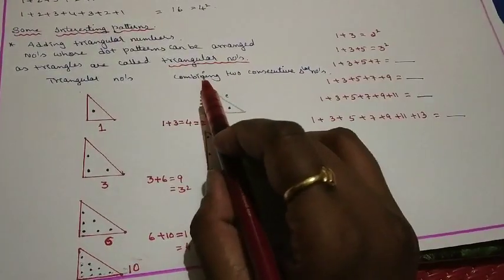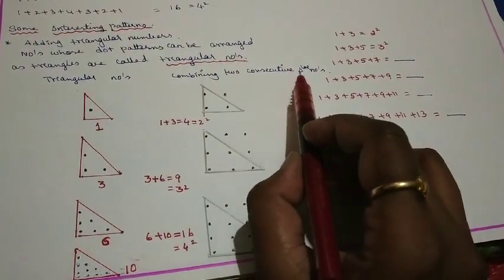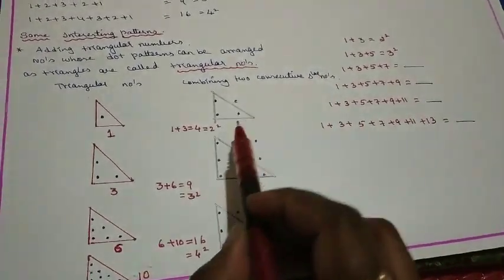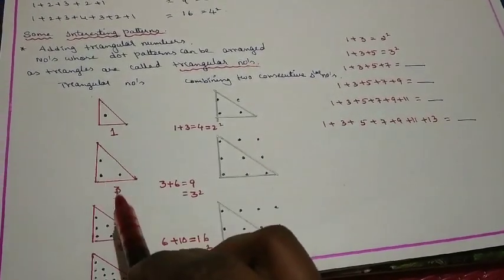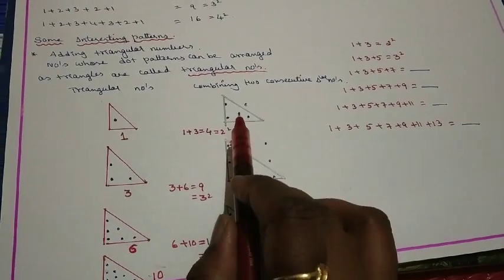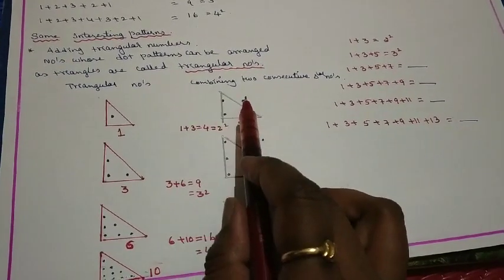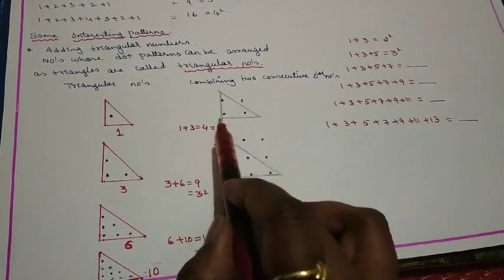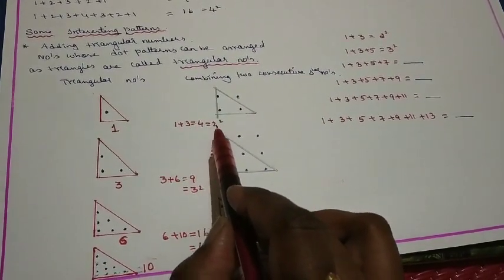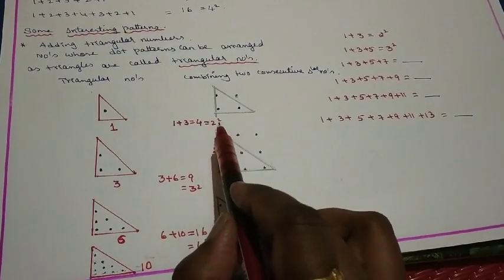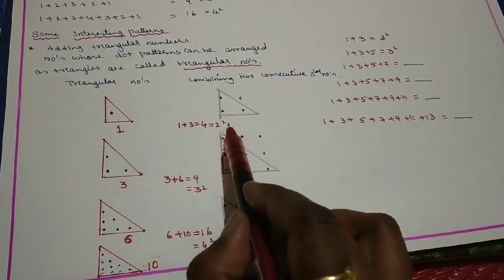And here, combining two consecutive triangular numbers. So here you can observe 1 and 3. If I combine these two, I'll get the form of a square, right? That is 4 dots, which is in the form of a square. So 1 plus 3 equal to 4, which is nothing but 2 square. 4 is a perfect square of 2.